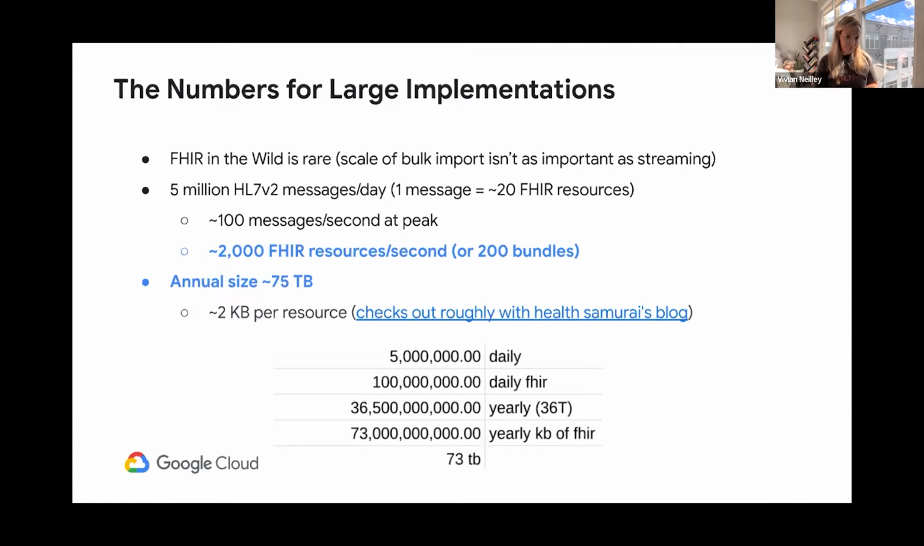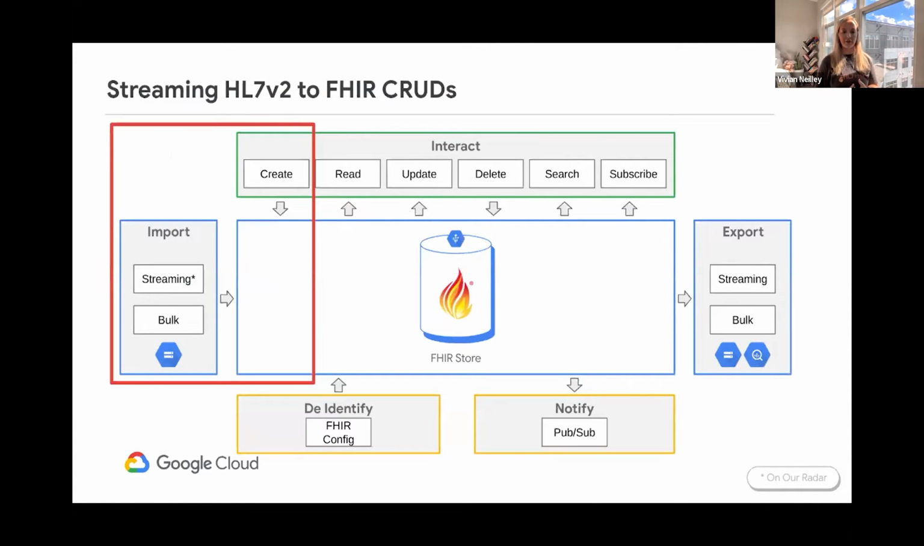This is a view of all of the CRUD operations that you would need for streaming HL7 to FHIR. You could do mostly creates for this, or execute bundles. The issue that I talk about a lot is that this is a very narrow-sighted look at the problem. What I mean by that is, okay, great, 2,000 FHIR resources a second. That actually might not be that bad. But the truth is you need far more than 2,000 FHIR resources per second.